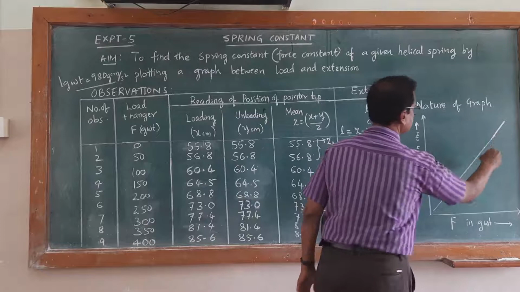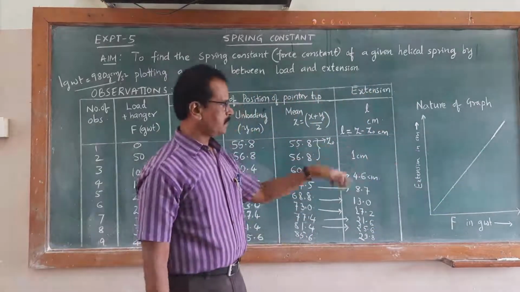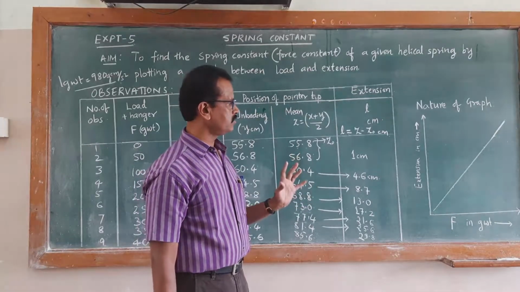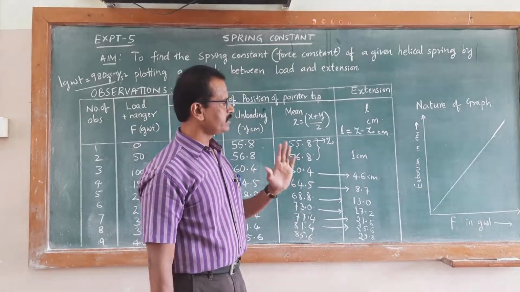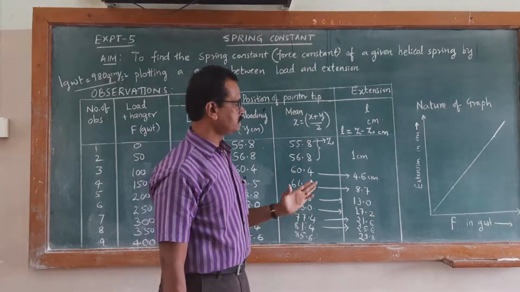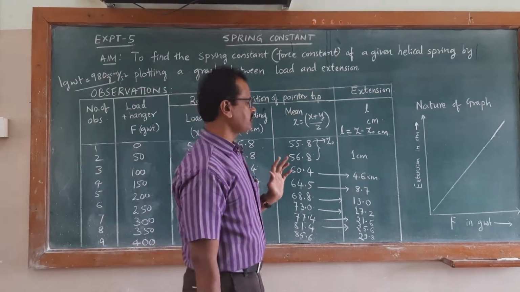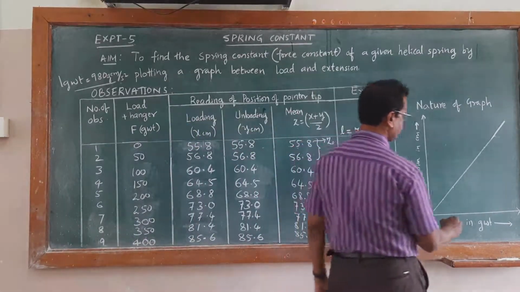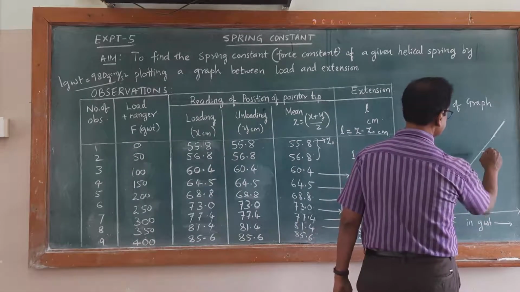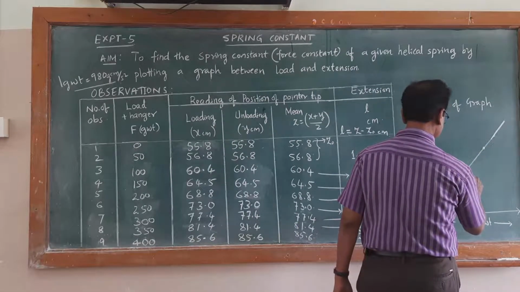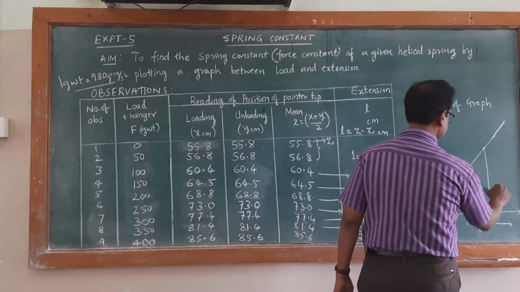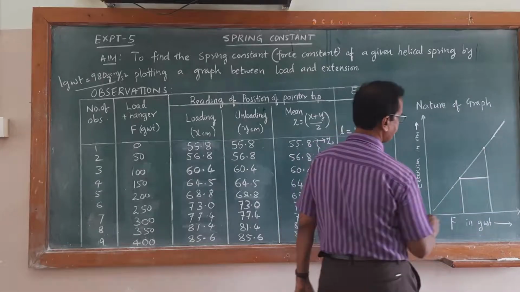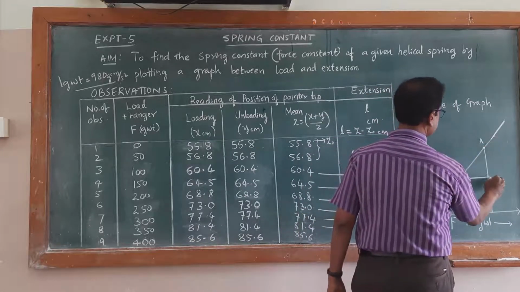Some points will not lie exactly on the straight line. You need not worry. Whatever points lie, you have to note down, and the maximum points will be lying on the straight line, and accordingly you have to draw the graph. So from this graph we can calculate the spring constant by just taking the slope. Take any 2 points from the graph and draw a slope triangle, marking it as ABC.